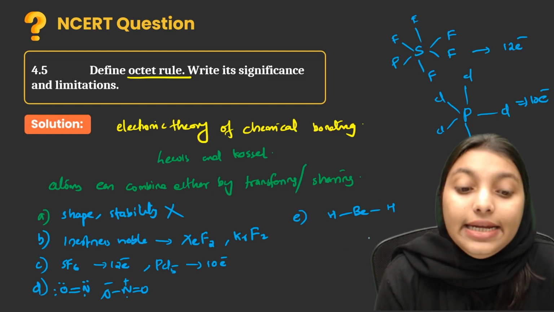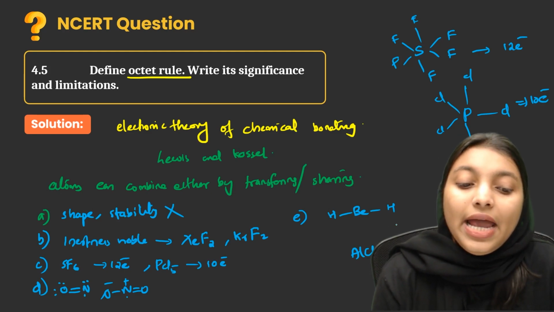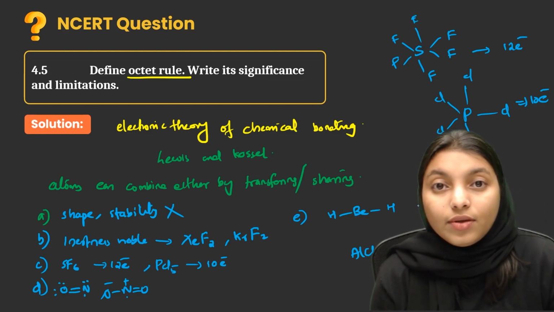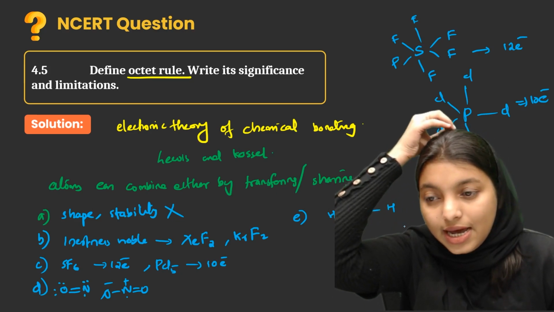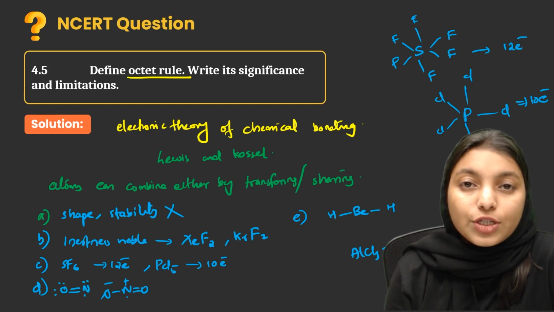It is less than what? Less than 8 electrons. Again I can take AlCl3, where only 6 electrons are present. Again they are stable. I hope you got this. So these are the limitations of the octet rule. I hope you understood the answer for this question.